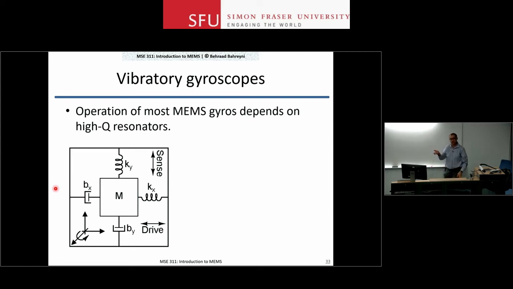Now, if you rotate this structure, the frame and everything included, you will have an apparent force in the normal direction. Remember, it was the cross product of the V, the vector in this direction going back and forth, and the rotation, so you'll get a force in the y direction. Your drive is in the x direction, your rotation is around z, and your displacement or your force will be in the y direction. If I measure that displacement in the y direction, I can figure out how much that omega was.